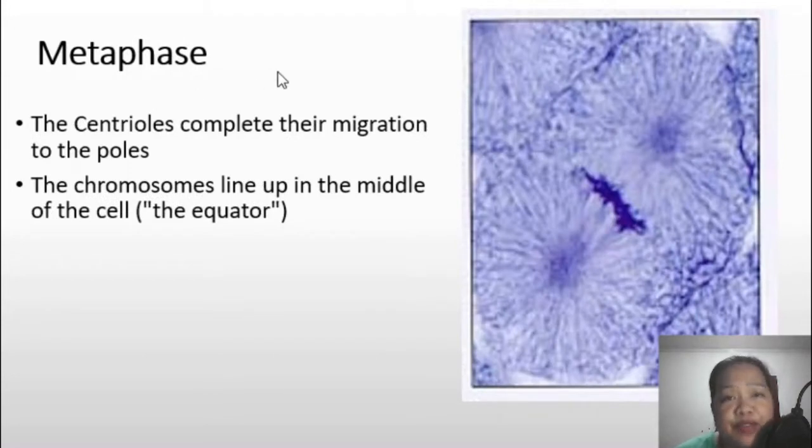Now, the metaphase stage, the centrioles complete their migration to the poles. The chromosomes line up at the middle of the cell called the equator. So this happens during the metaphase stage. So you have there the poles. So these are the opposite poles, and the imaginary lines or the faded lines that you see are the spindle fibers derived from the centrioles. So the chromosomes are aligned together at the equator.